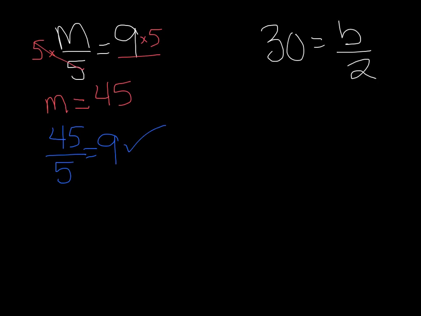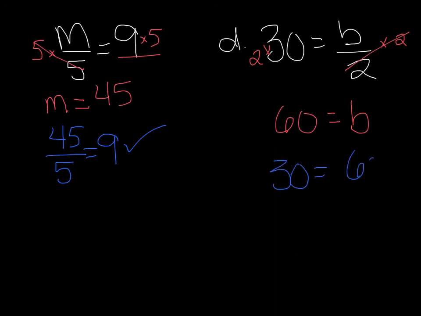Remember with an equation for letter D that it doesn't matter what side the variable is on, you're still solving for it. So if I have b over 2, this is the side I need to take 2 times. So my 2's cancel and I'm left with just b. 30 times 2 is 60. So when I go to check this, I'm saying that 30 should equal 60 divided by 2. Well, 60 divided by 2 is 30, so I did it correctly.